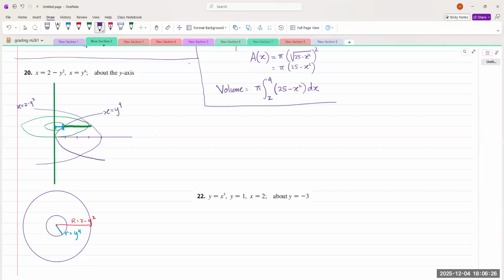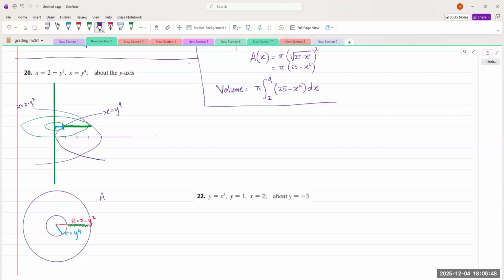Okay, so the area of the region, it's a disk, it's a washer, right? I hope you can see that. This is the typical line. That's the typical line. When you rotate, you get a washer or a ring.